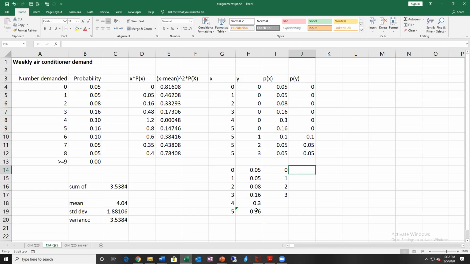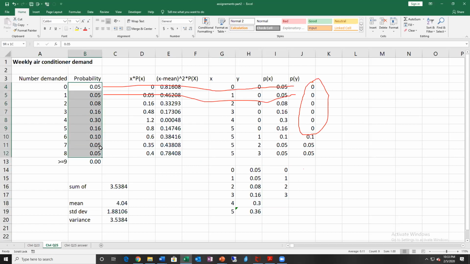So this is correct, 0.36 then? If you add up the probabilities, does it add up to 1? Yes. Then you're good. Now we do the same thing with the zeros. The only difference is this. With the Y's, copy the probabilities straight across. So that's the 0.05, this is the 0.05, this is a 0.08, and so forth.